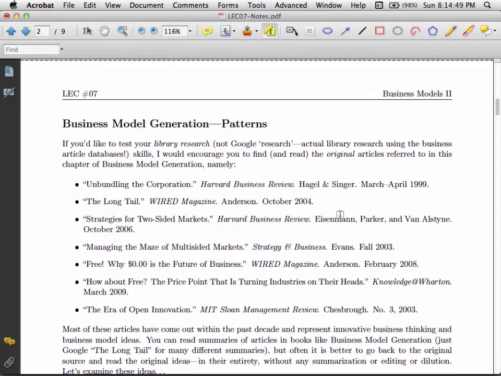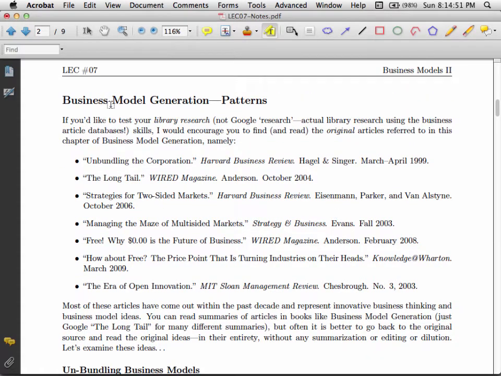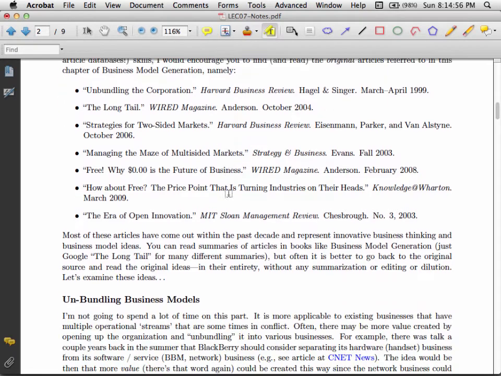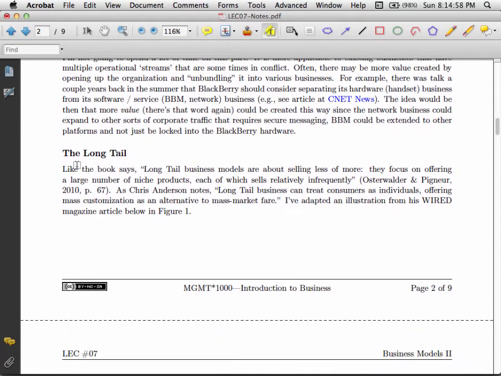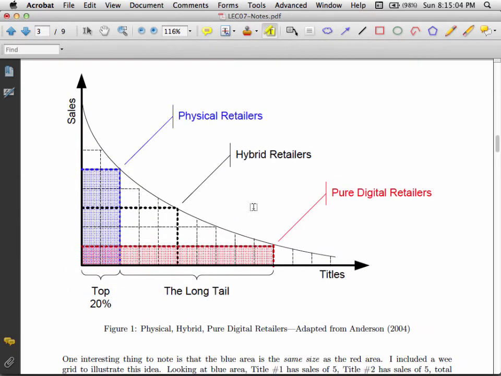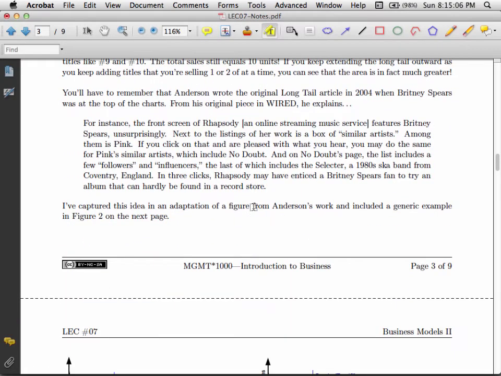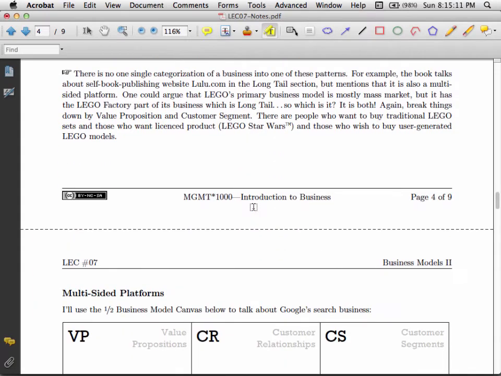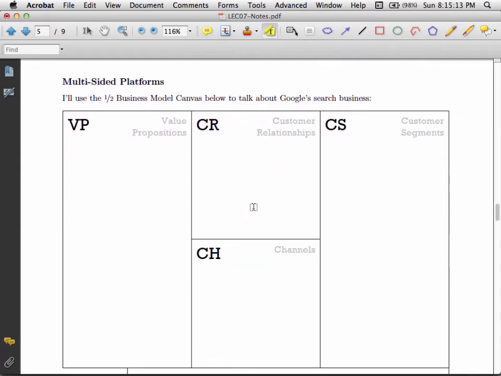We talked about business model generation patterns, and I suggested that you go back to the original works and read all about it. We looked at the long tail, and I gave some examples from Chris Anderson's article of 2004, and talked about recommendation engines and different things like that. Multi-sided platforms, and again, I walked through half of the business model canvas.